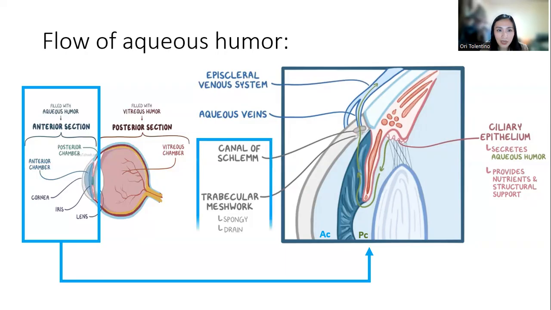Remember, the trabecular meshwork and the canal of Schlemm. Both are at the limbus, the corneoscleral junction near here. Finally, all the fluid passes through the trabecular meshwork first and into the canal of Schlemm and back to the blood circulation via the episcleral venous system, or the blood vessels or the veins surrounding your sclera.